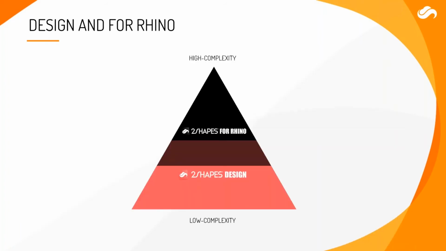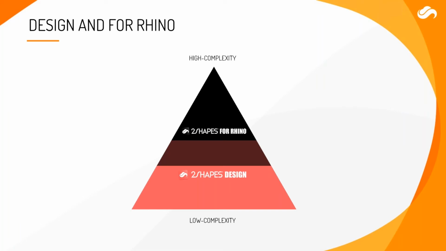I was trying to answer with this graph about when I must use one or the other. It depends on the complexity of the designs. If you are low or medium complexity, 2Shapes Design is great for you, and you can use it on any device. If you want high complexity, I would recommend you use 2Shapes for Rhino.